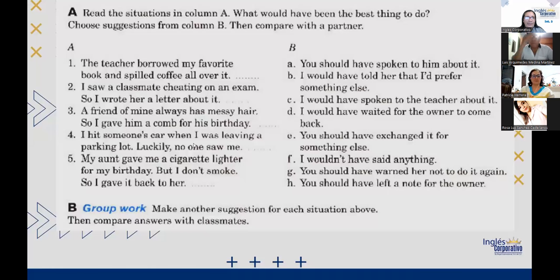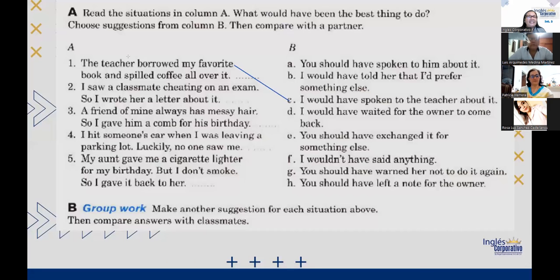Let's compare our work. It says, the teacher borrowed my favorite book and spilled coffee all over it. We agreed that it was letter C, right. I would have spoken to the teacher about it. Probably the teacher can pay for the book.